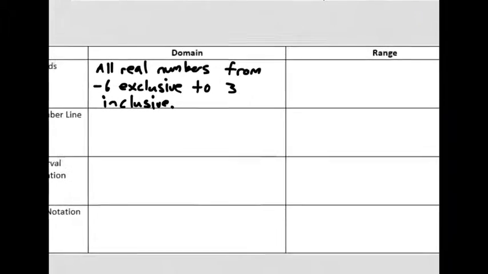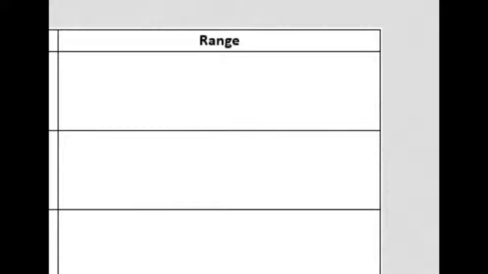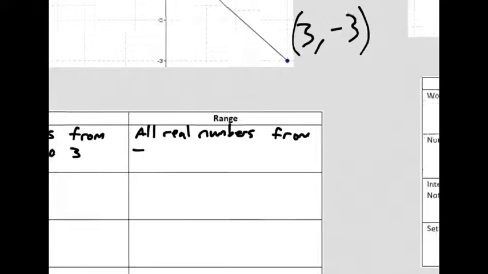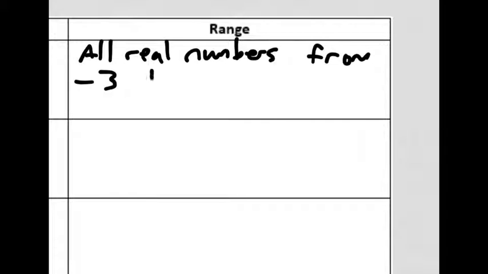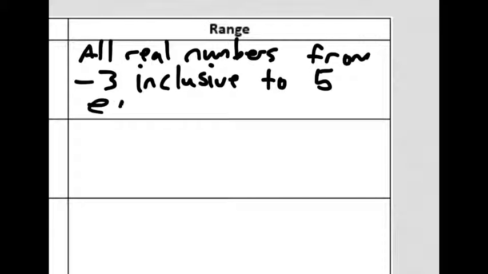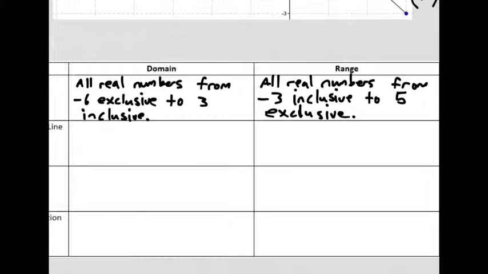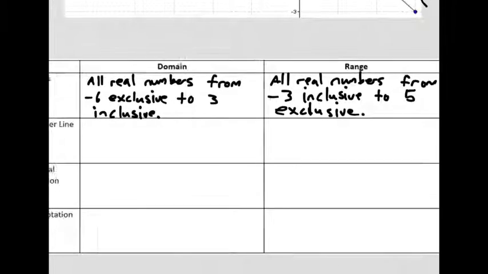So our range would be all real numbers from -3 inclusive, because we want to include -3, to 5 exclusive, because we don't want to include 5. So there's our sentence form of domain and range. And apart from set notation, this is probably the most specific type of representation for domain and range.